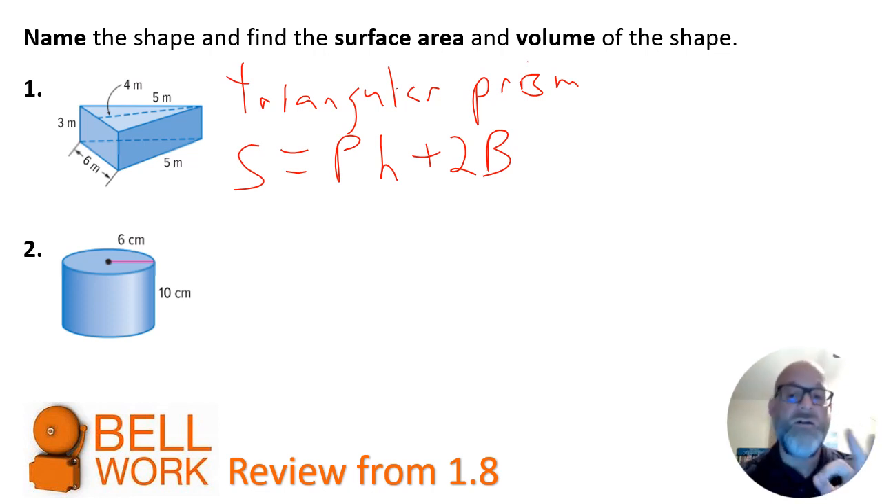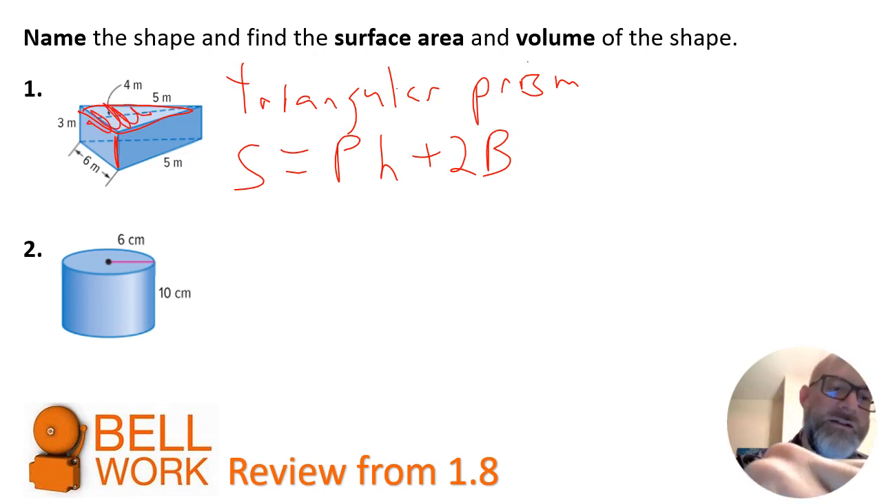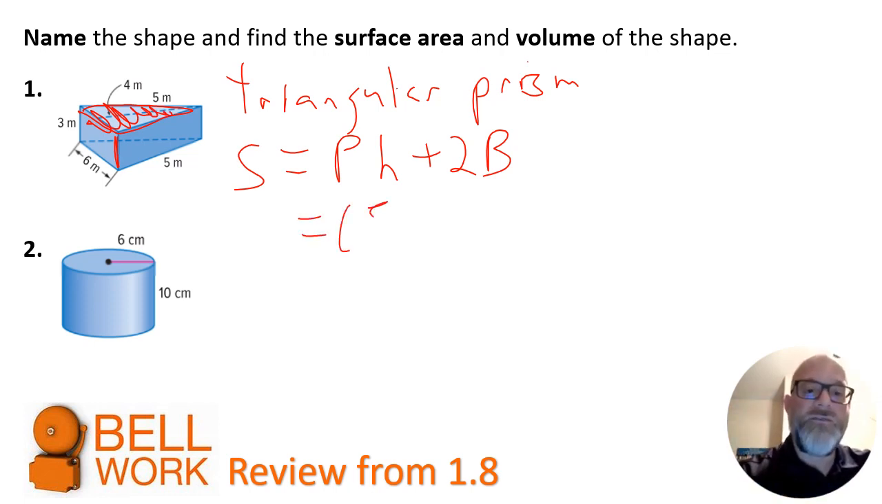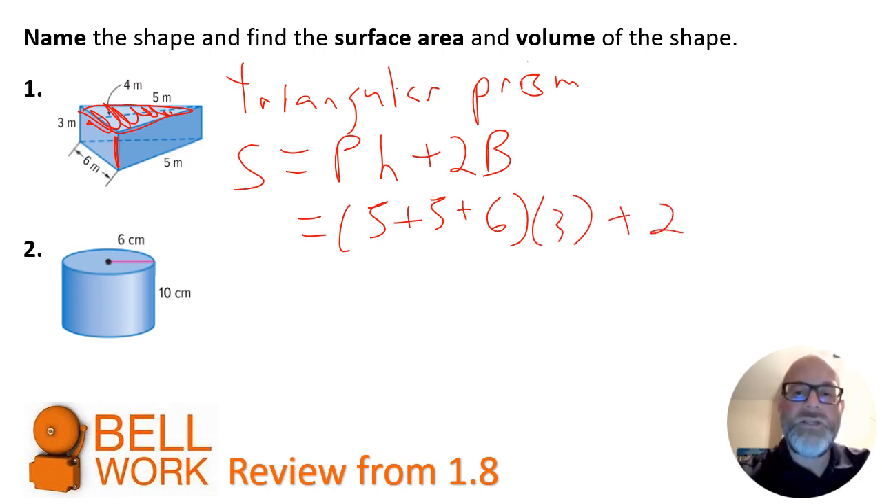P means the perimeter of the base, so the perimeter of this triangle. H means the height of the triangular prism, so that would be this height. Plus 2 capital B means the area of the base, so that would be this right here, the area of that triangle. Okay, perimeter of the base. Well, we got 5 is one side, 5 another side, and we've got 6 on the third side. Height of the triangular prism is 3.